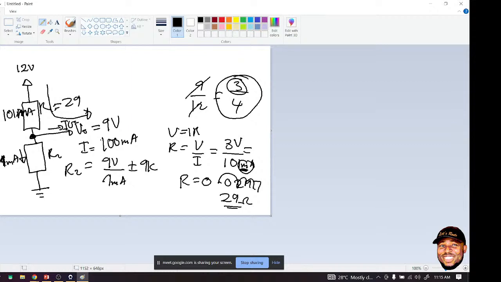Okay, so if I create this circuit, this is going to allow 100 milliamps to go through. And you see, so far as I am pulling exactly 100 milliamps, everything will be okay. But the moment I pull less or more, then this voltage is going to change.